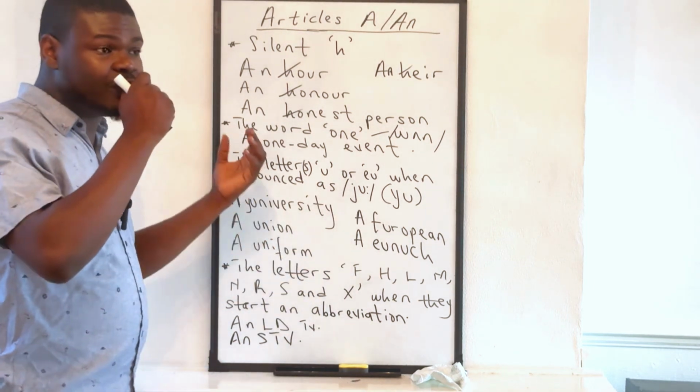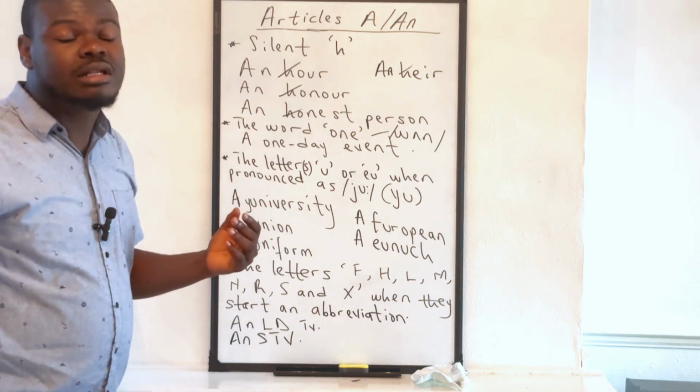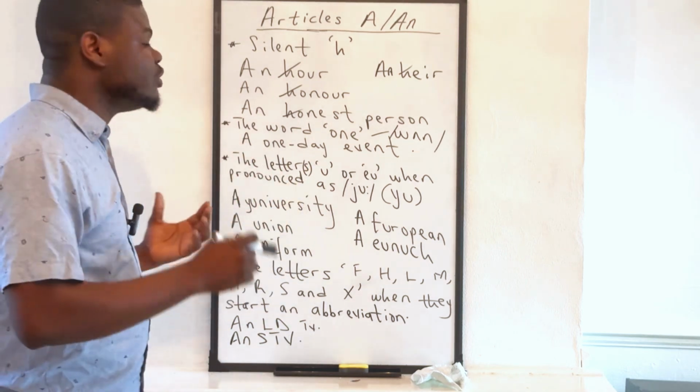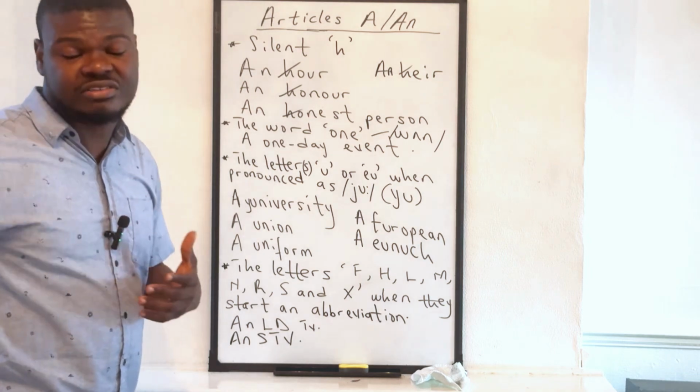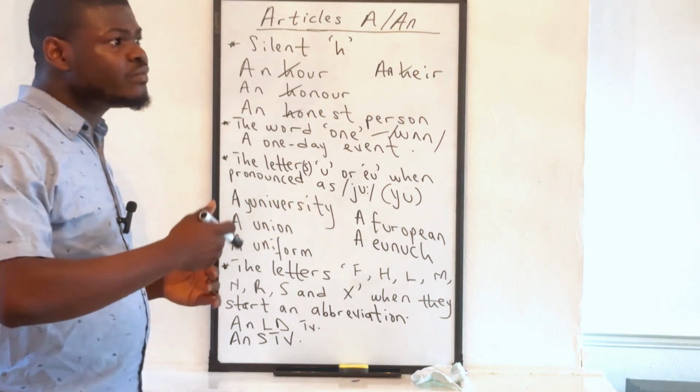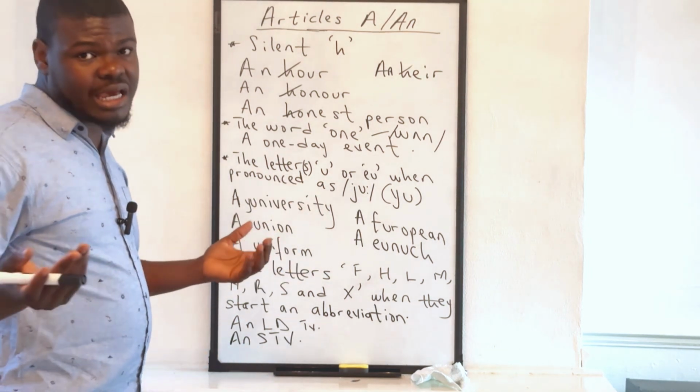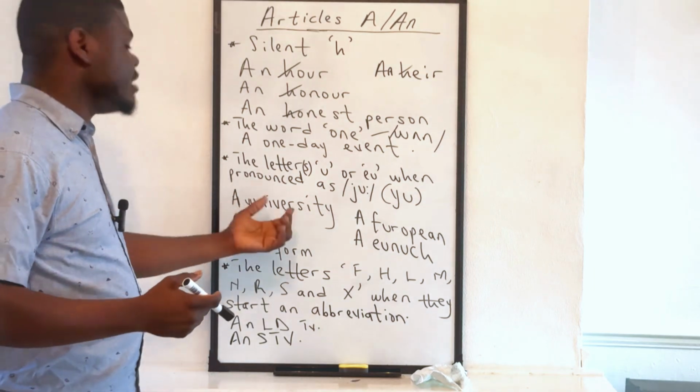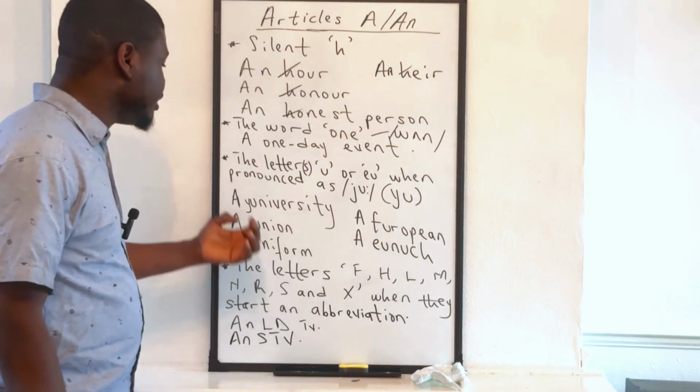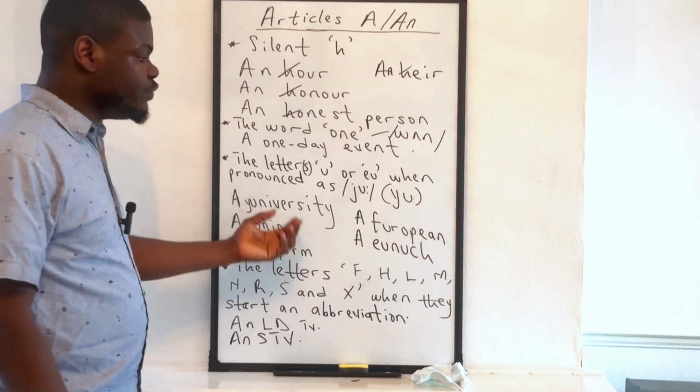You see that? It's different from when we say an understanding, because this time around the letter U is giving us the uh sound, as in number 10, understanding. Or when we say an umbrella, yeah, it's different from these ones. So this is a university, a union, a uniform.